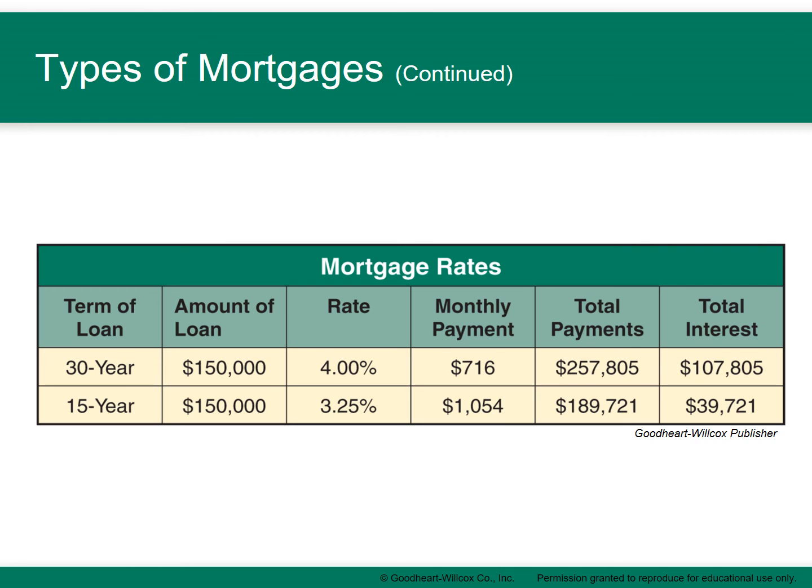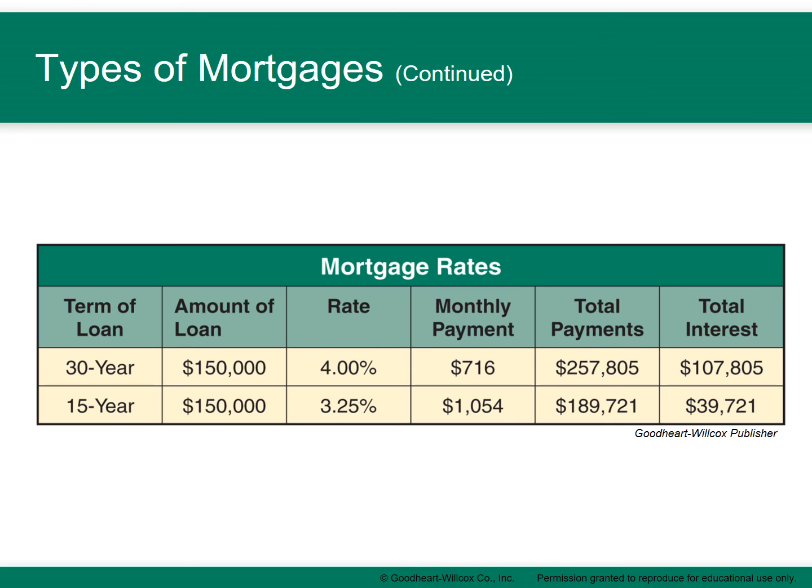So this is just a short little example of how much the interest is on certain things. For example, you have two different loans with different amounts. You have a 30-year and a 15-year. The loan amounts are the same. However, the interest rates are different. And because of that, you're seeing the difference in monthly payments.